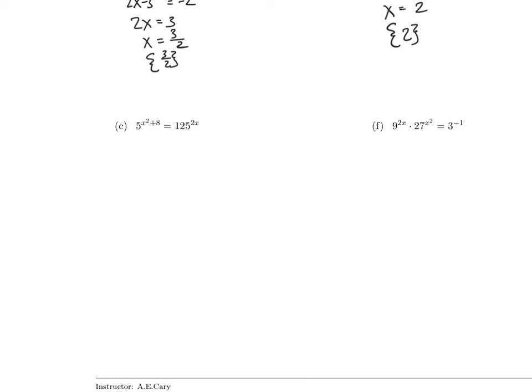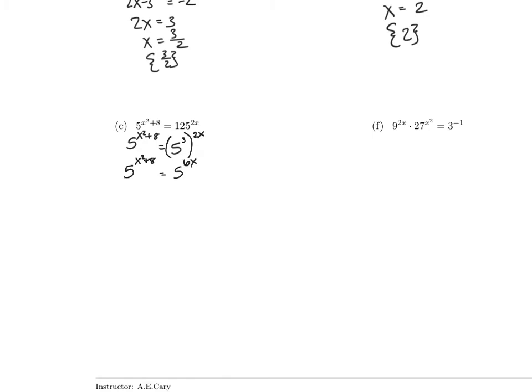So problem C, this is 5 to the power of x squared plus 8 is equal to, let's see, 125 to the power of 2x. I know I need this to be with the base of 5, and you can guess and check, or you may just know that 125 is the same as 5 to the power of 3. We're going to put that in parentheses because that's still to the power of 2x. So now we're going to be using our power rule and multiplying those exponents together. So we'll have 5 to the x squared plus 8 is equal to 5 to the 6x.